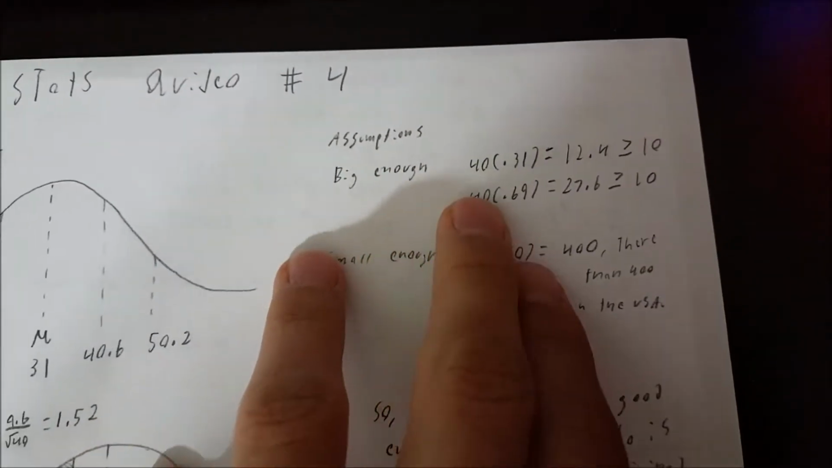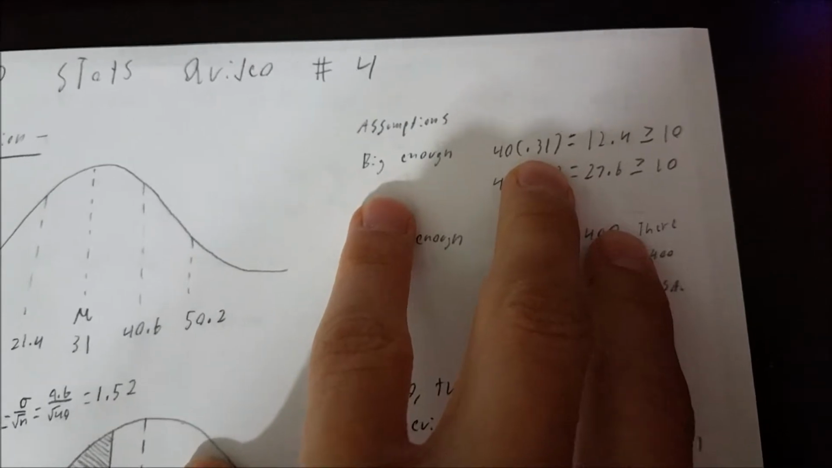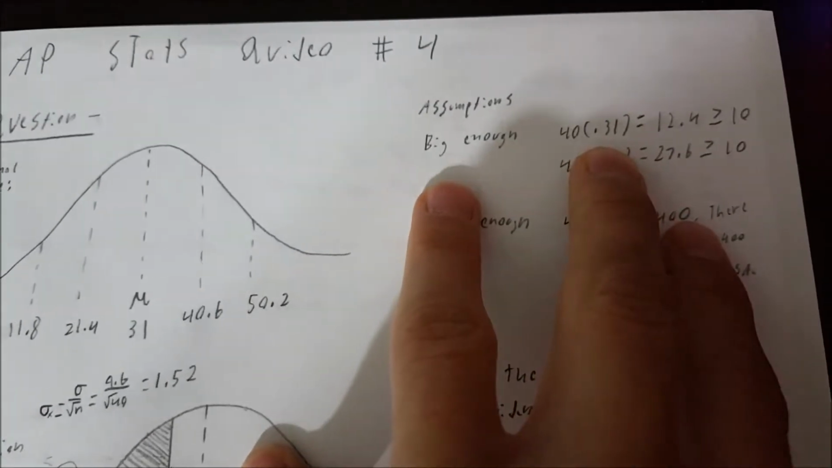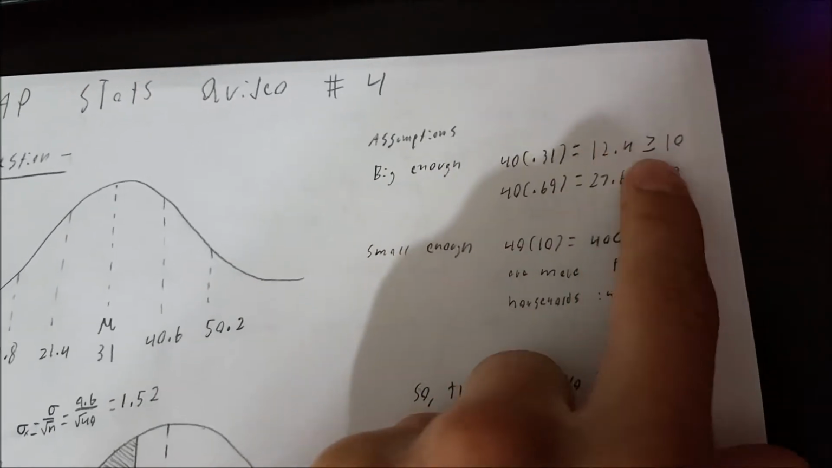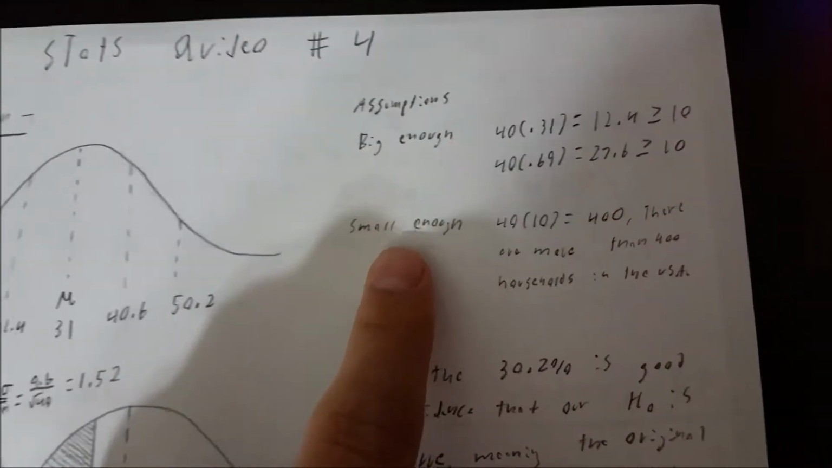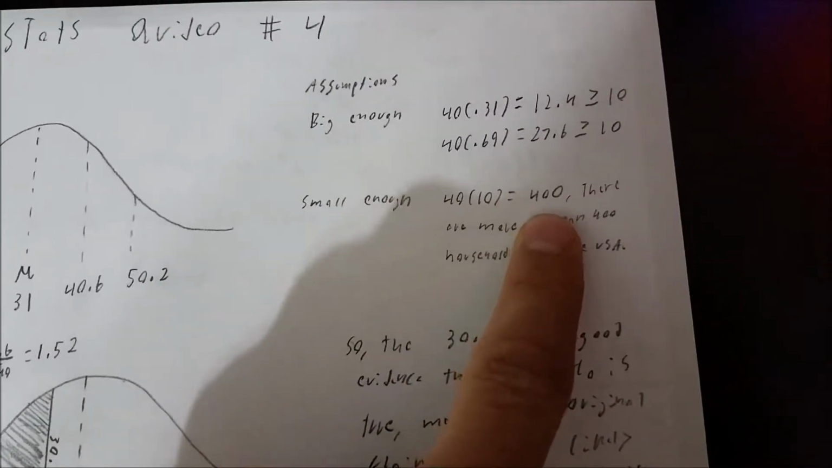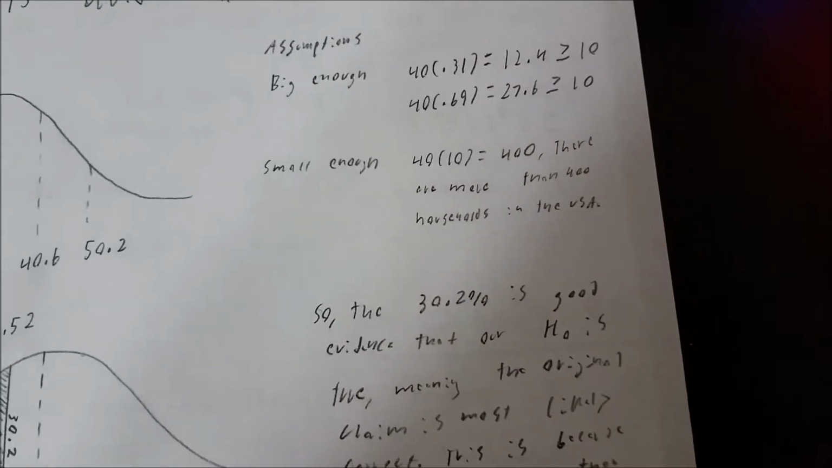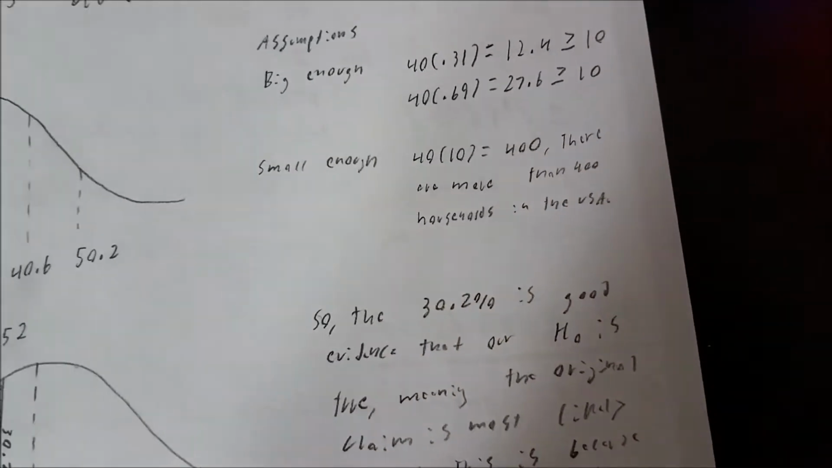For big enough, we take our n and multiply it by each proportion, so the 31% for the total spending, and that gives us 12.4, which is above 10, so we're good here. Do the same for the q, and we're also good here. For small enough, we just take the n, multiply it by 10, and we get 400. So this needs to be less than the total population, and there are more than 400 households in the USA, so we're good here too.